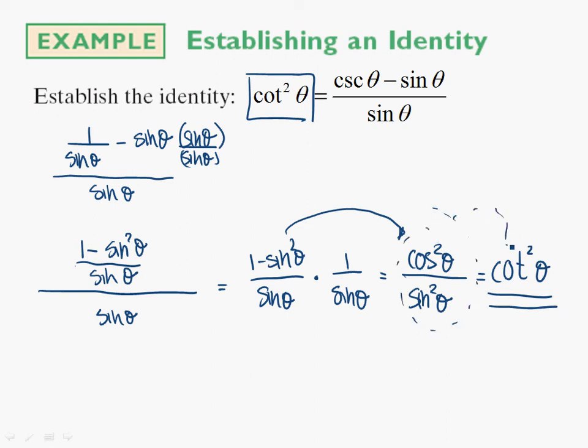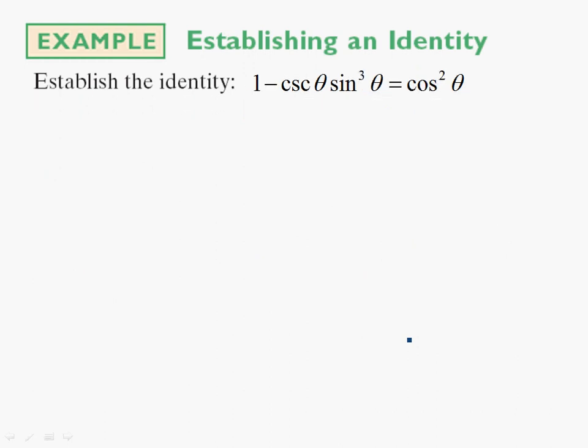Okay, go one more and show me what you got right there. Alright, you got one left. It looks like a really challenging one, but it's not. Don't get freaked out by exponents initially. I know that's a sine cubed. Not a big deal. What can you do with the cosecant?